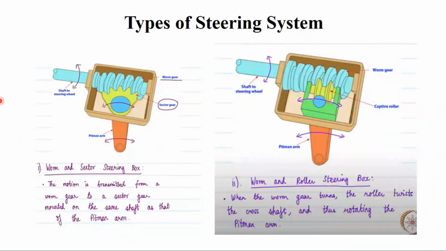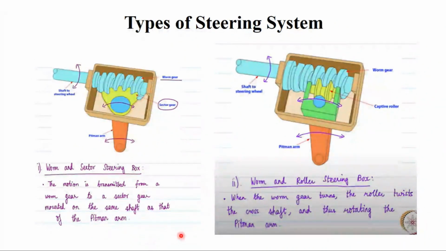Okay, you see here the motion is transmitted, means when you rotate the steering wheel, the movement is going to happen to the steering wheel shaft, and again it's going to the worm gear, and the motion is transmitted from the worm gear to the sector gear. Okay, and it is mounted on the same shaft as that of the pitman arm. So which means worm gear, sector gear, and pitman arm are mounted on the same steering column shaft. Okay, this is one type.